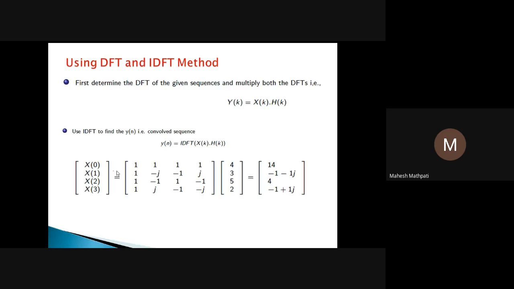Is my screen visible? Yes, sir. Here first you have written the formula X of k equals W N to the power kn x of n. After that we are just writing the values here. Can you calculate this? First I am writing X of 0, X of 1, X of 2, X of 3. Then I am writing the matrix for the 4 point values, and that is multiplied with the given input sequence x1 of n, and we are simplifying the values. So this is the DFT of the first sequence.